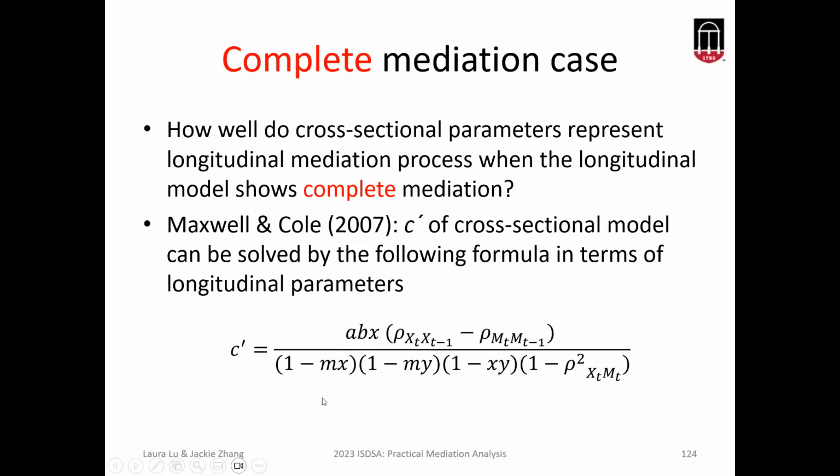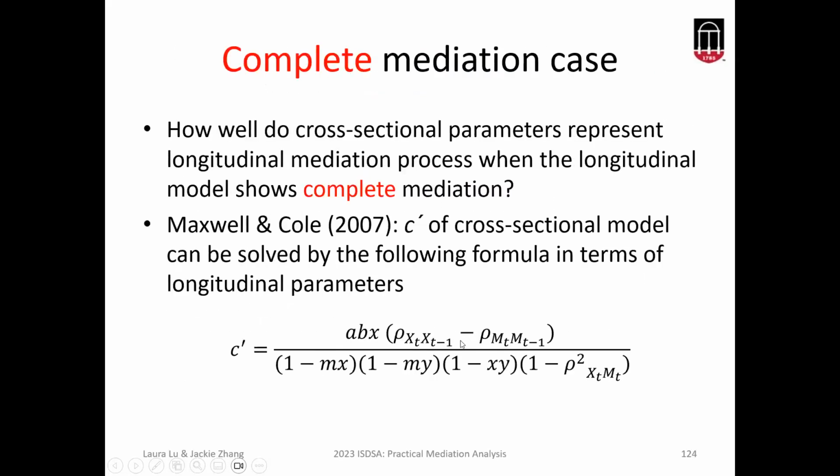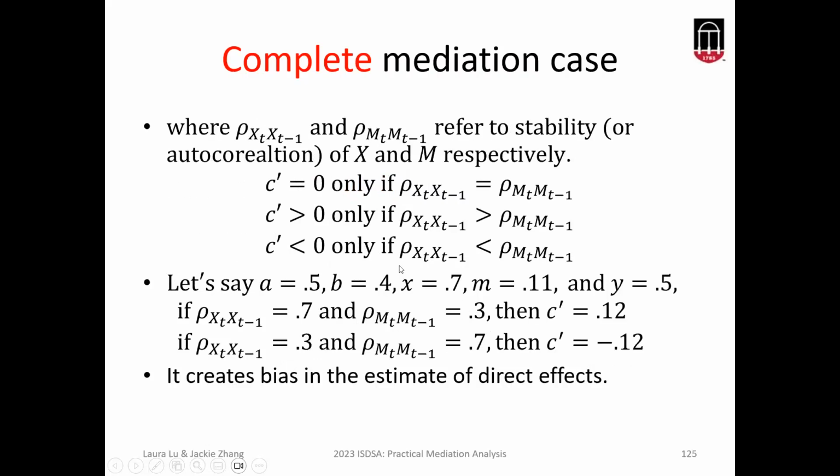So Maxwell and Cole provide this C prime. This is a solution for the C prime. Of course, we have A, B, X, M. All of these are defined in this model. And we also have the autocorrelation, rho, between X at time T and T minus 1. So these are autocorrelations between X at time T and T minus 1. This is another autocorrelation between, okay, we have this C prime.